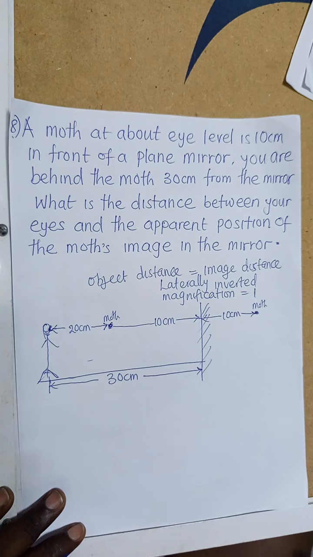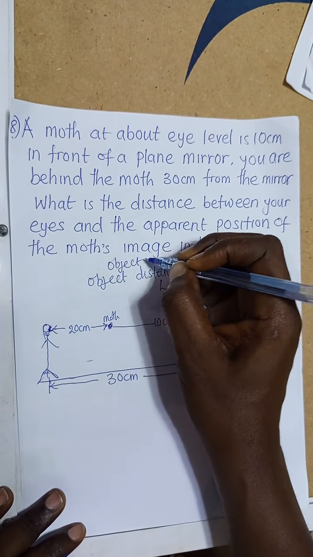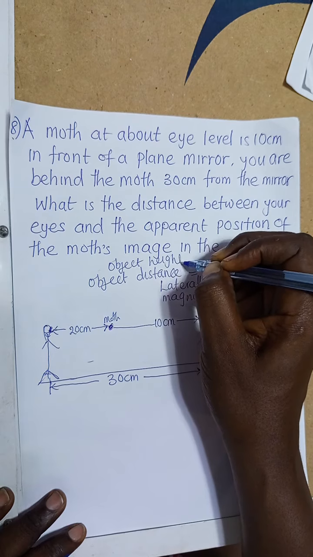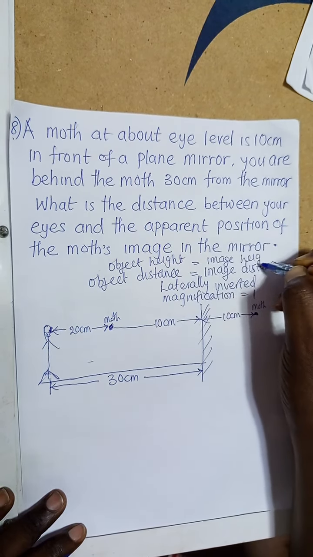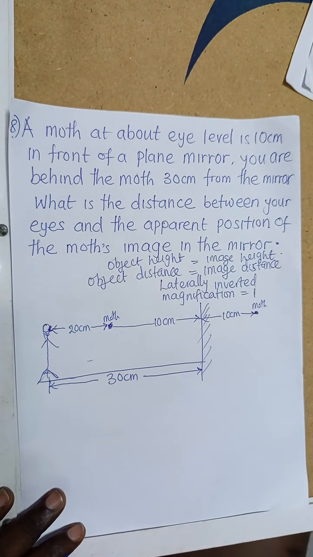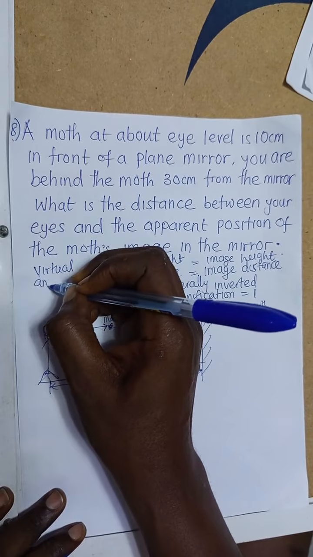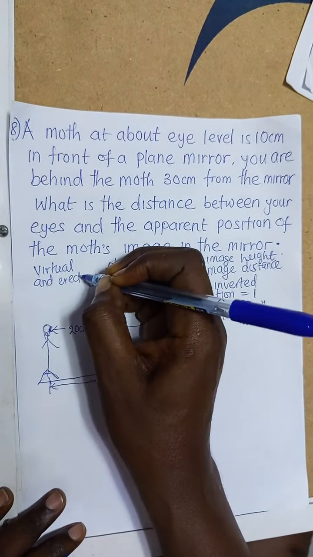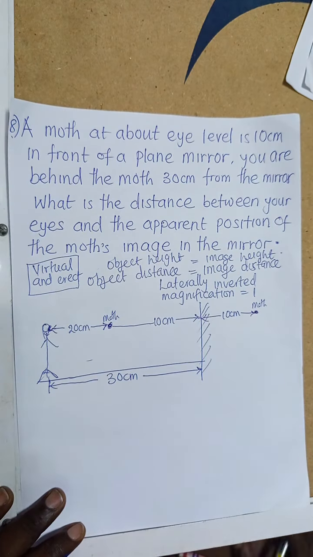Don't forget, magnification is image distance over object distance, or image height over object height. Also, the object height is equal to image height. Don't forget that. Very important. So if you know that, don't forget the image produced is virtual and erect. The image produced by a plane mirror is virtual and erect.